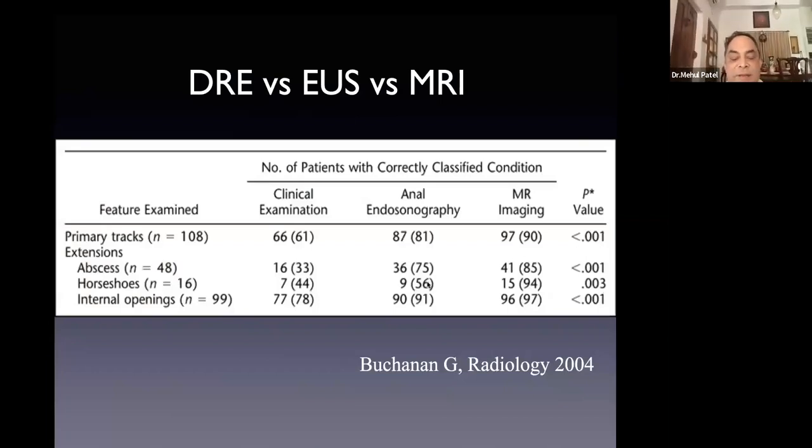Now, if you look at this fantastic gold standard paper by Buchanan, a surgeon from St. Mark's. If you look at this paper in 2004, where clinical examination was compared to anal endosonography and to MRI, and identification of the primary tracts or the abscess or the horseshoe, they were all superior with MRI. When you compare clinical digital examination, anal endosonography, or MR imaging. So this is a fantastic paper. If you get a chance, please do refer to read through this.